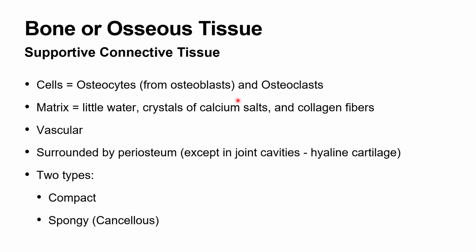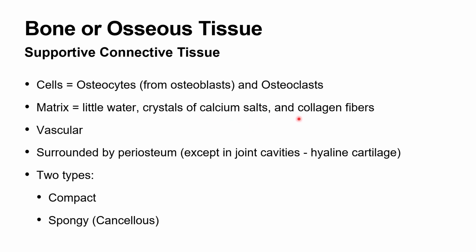So just to recap, blast cells build, clast cells are going to do the opposite. They will break down. So our osteoblasts are going to grow new bone tissue, and the osteoclasts are actually going to break it down. There's a very good reason for that, which we'll talk more about when we get to talking about bone growth. Now, the overall matrix of our bone tissue is going to be mostly made up of different types of salts, especially different types of phosphate and calcium salts.